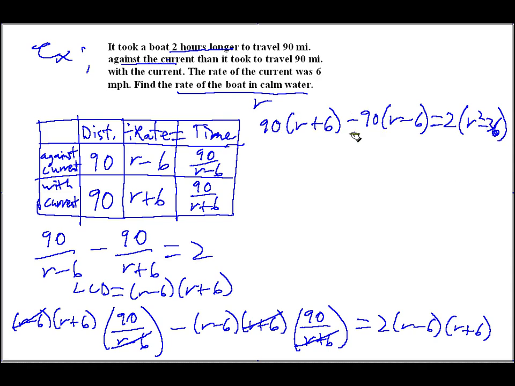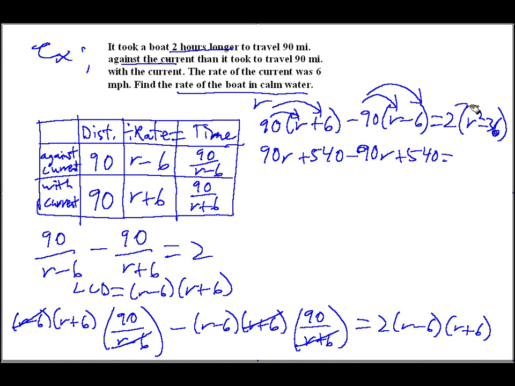Let's continue simplifying this equation here. Again, after I've multiplied by the LCD, there's no more fractions here. This becomes a simpler equation to solve. Let's go and finish it though. So 90 times R is 90R. 90 times 6 is going to be what? 540. Negative 90 times R, negative 90R. And then negative 90 times negative 6 is positive 540. Equal to what? 2R squared. 2 times R squared is 2R squared, and 2 times 36 is what? Minus 72.